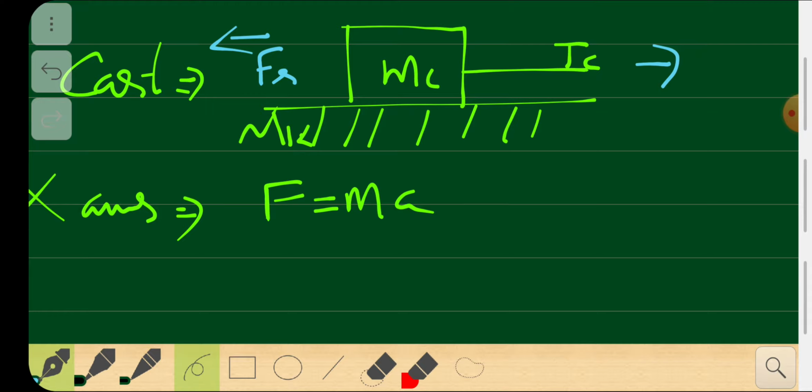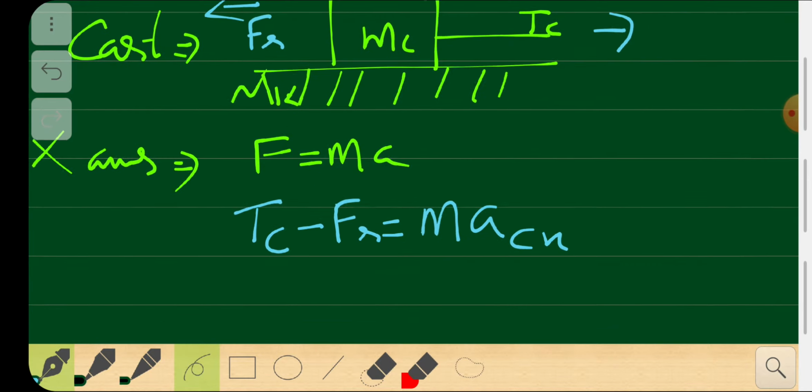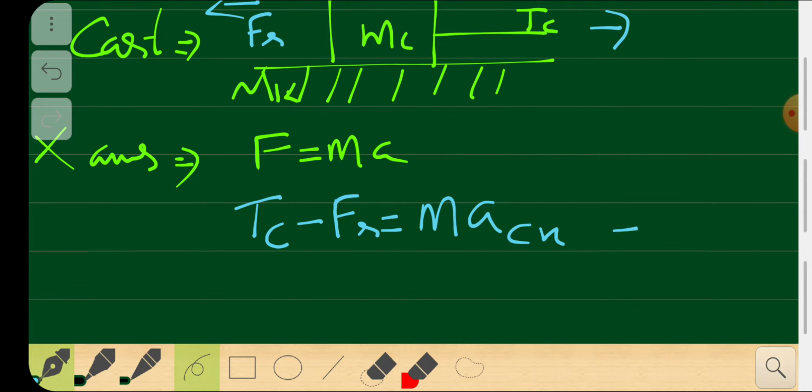So the friction, which is to the left, is taken as negative, so Tc minus friction must be equal to the sum of m of a of the cart in the x-axis, right? Okay, let's call that equation 1.